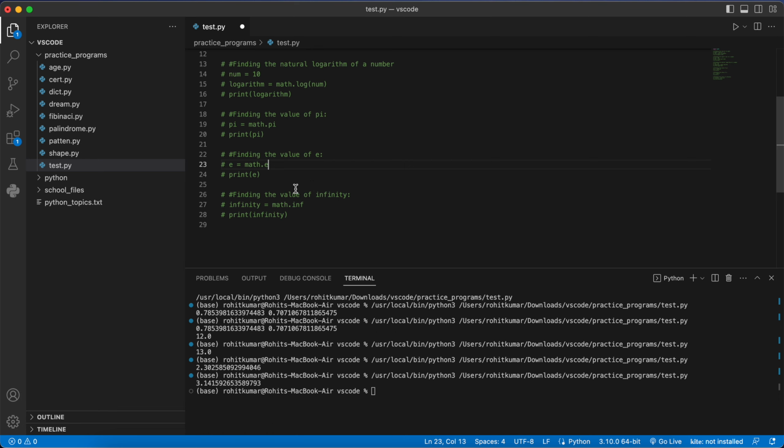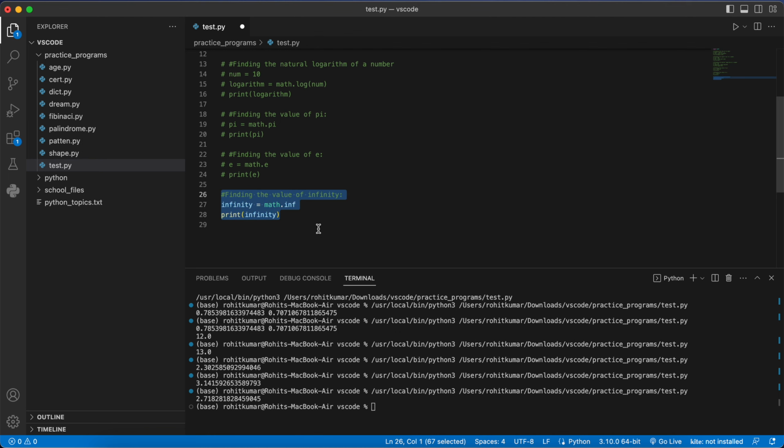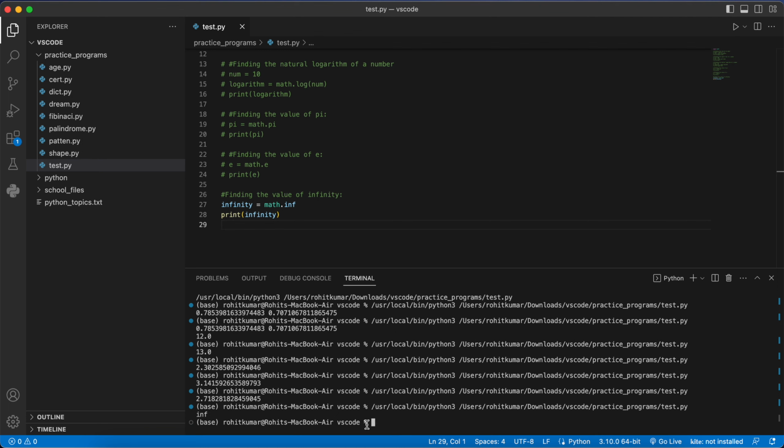And let's find the value of e. We can find the value of e by math.e. So the value of e is 2.71828. It's a mathematical constant. And we can find the value of infinity also. We just have to write infinity equals math.inf, and just run the variable where we have given this line. The value is infinity. So in all of these examples, we are using different constants provided by the math module.